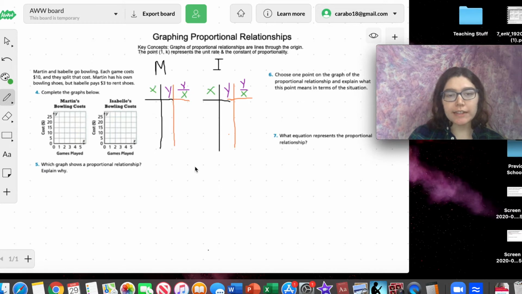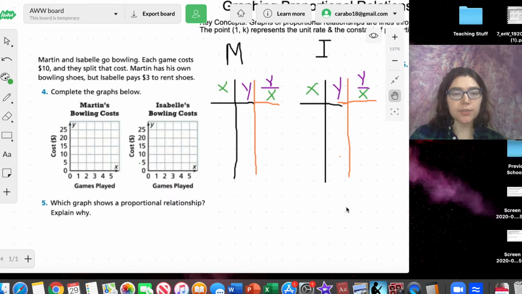So there's two key concepts we need to know coming into this. The first one is that the graphs of proportional relationships are straight lines through the origin. Additionally, the point (1, k) is going to represent the constant of proportionality and our unit rate. So that's a special fact about the constant of proportionality. It also represents our unit rate. Okay, so let's dive into our first question.